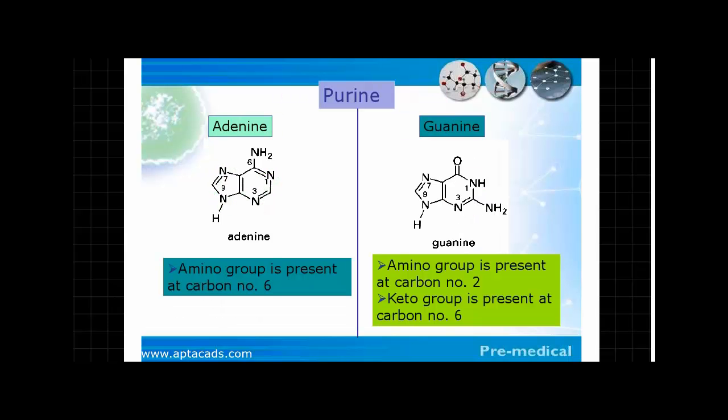Let's talk about the different types of purine. There are two different types of purine that exist. One is adenine and second is guanine. Both adenine and guanine can be differentiated on the basis of different functional groups. For instance, in case of adenine, the amino group is present at carbon number 6, as we can see there. So chemically speaking, adenine can be written as 6-amino purine. In case of guanine, the amino group is present at carbon number 2, and at carbon number 6 there is a keto group.